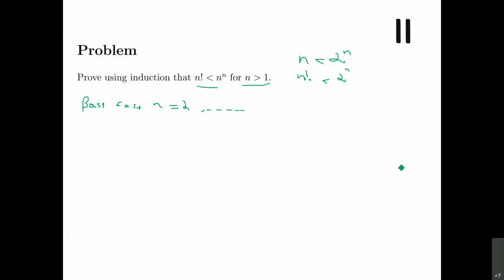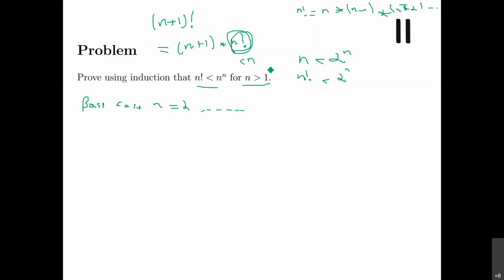So Reem, I'm not sure, I'll check your method in a second, but I'm not very optimistic about it. But hopefully what you want to do is somewhere you're going to have n plus 1 factorial. And I don't know if you already know this, but n factorial is just n times n minus 1 times n minus 2, and so on. So n plus 1 factorial is simply n plus 1 times n factorial. This is what you want to do, and you have this as your hypothesis. You know that this is less than n power n, and that's how you keep going.